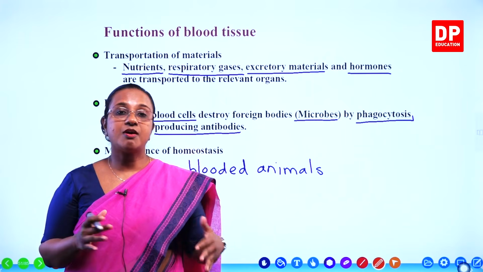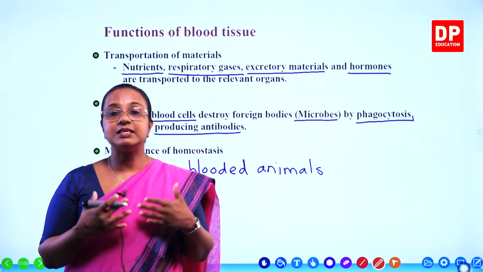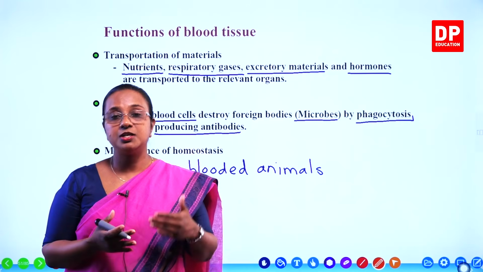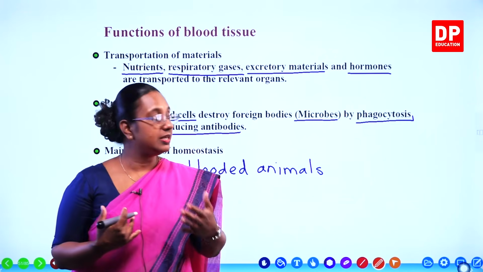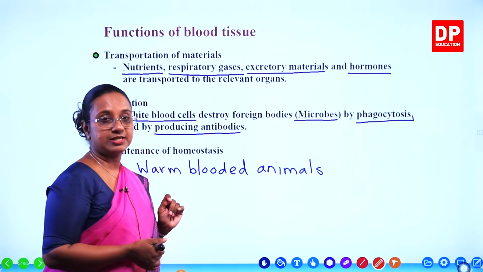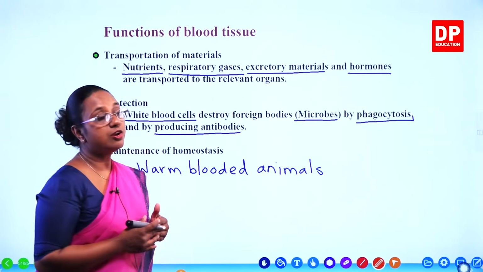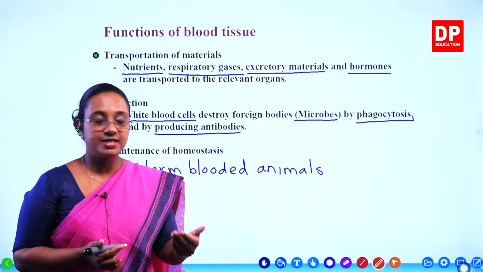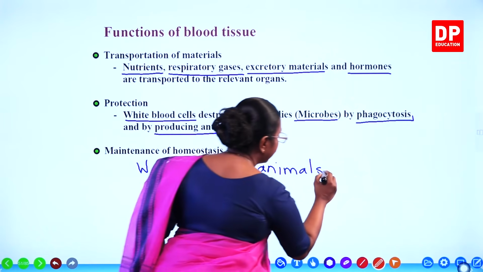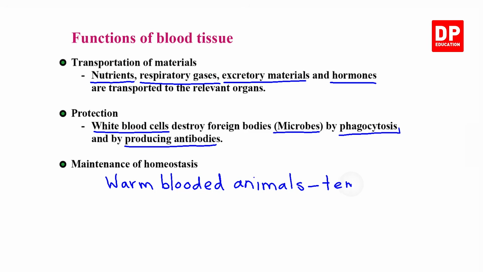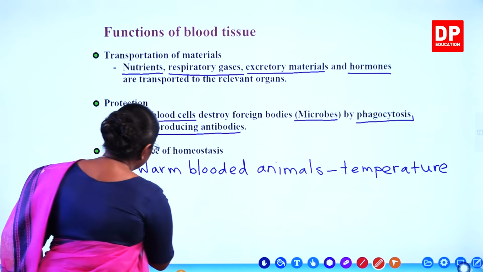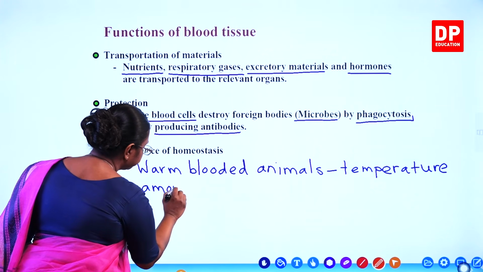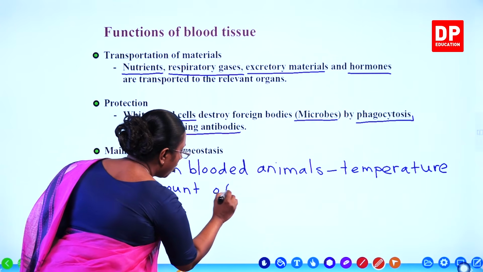So the process of maintaining the balance in the internal environment of our body is known as homeostasis. And blood is one of the main tissues involved in homeostasis. So when we say warm-blooded animals, it is the temperature. Same way, the amount of water in the body.